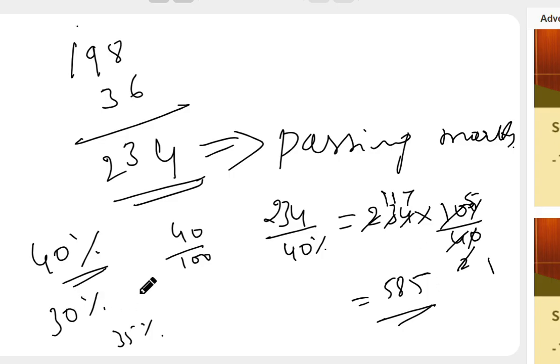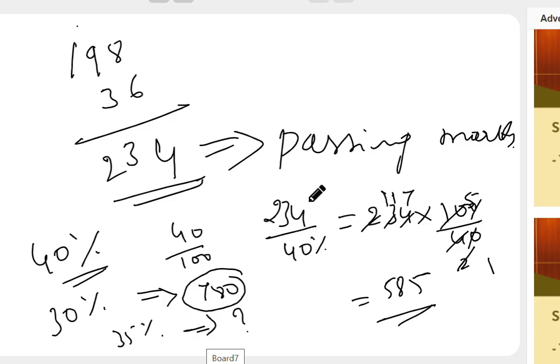Suppose you imagine the passing percentage to be 30%, then if you do the calculation the same way, you'll get the total marks as 780. But 780 is not there in the options. Similarly, you can take 35% too, and you'll get some different marks. That is also not there in the options. Here 585 is there in the options. So I have considered here that 40% is the passing percentage.